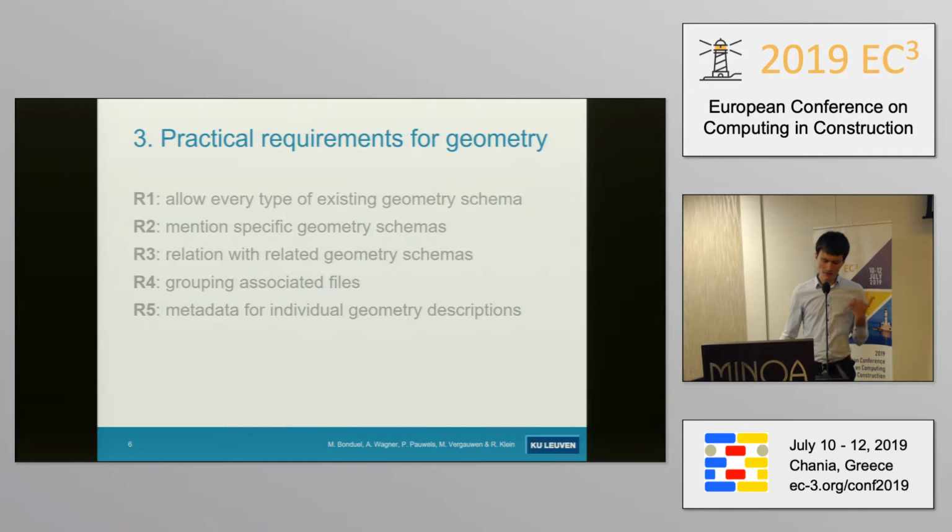Okay, what are actually the practical requirements for geometry? So that we can check if the approach with RDF literals is valid for our cases. The first one is to allow every type of existing geometry schema. This might seem like a high goal, but it's necessary because we have so many different geometry schemas. A lot of people are using different formats for good reasons often. For example, if you want to visualize geometry on the web, in a web viewer, you need certain formats, while if you were doing parametric geometries, you need other formats, for example.